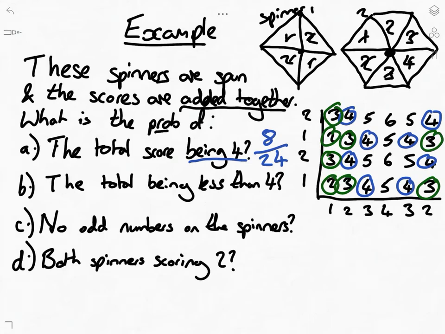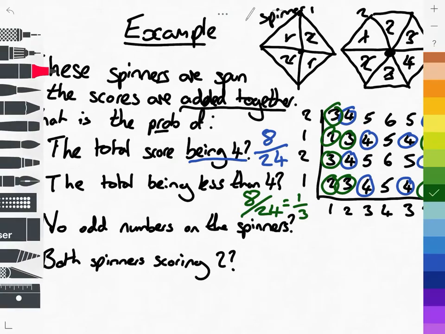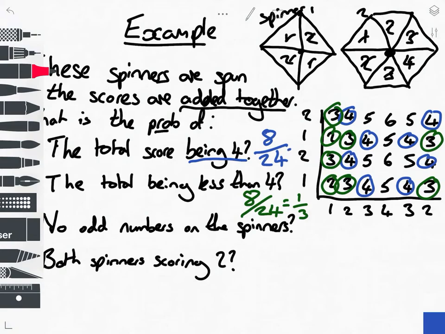So how many options is that? Well, it's 8 again. Didn't realise that. And it's still out of 24. And of course we should simplify these to 1/3. And if I go back to the blue, this should be 1/3 as well. Okay, now the next question's a little bit different.